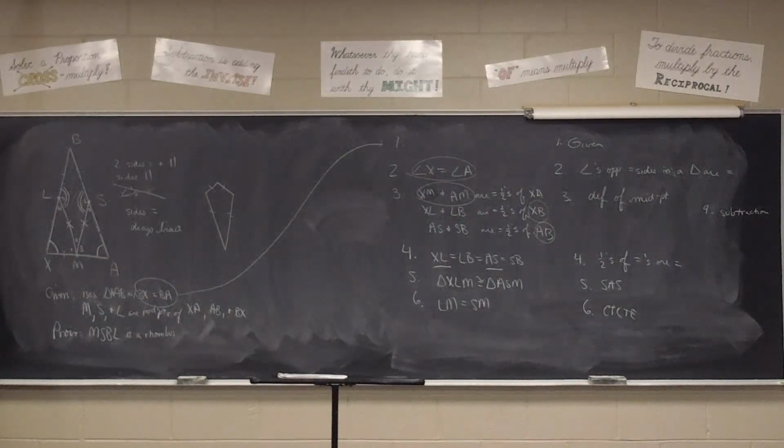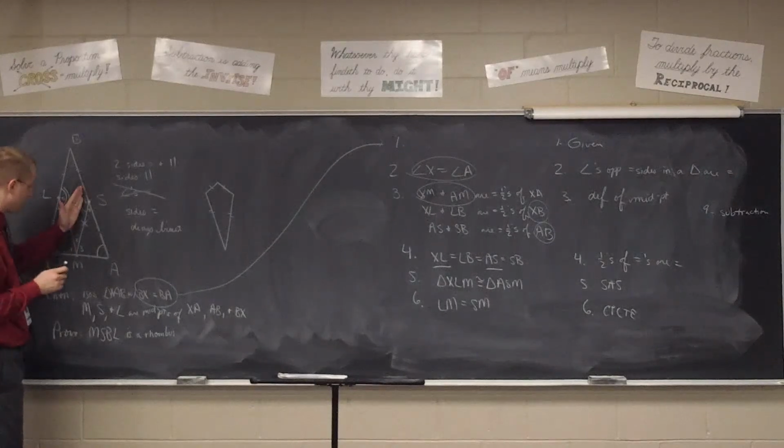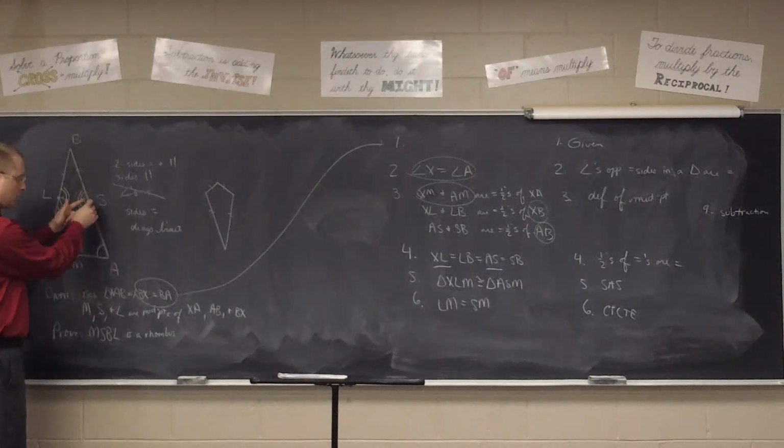Quentin? Since MS and L are bisectors. MS and L? Oh, the points are midpoints, right? Oh, yeah. Okay. Wouldn't MS be equal to SA? I'm sorry? MS would be equal to SA, wouldn't it? Why would these be equal?